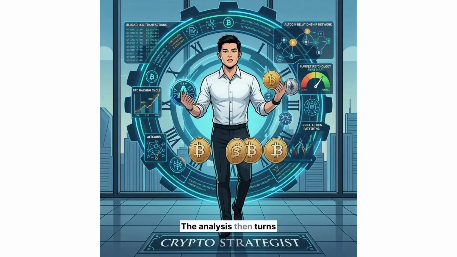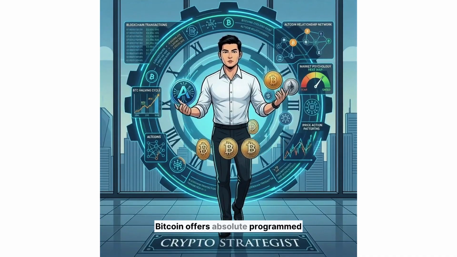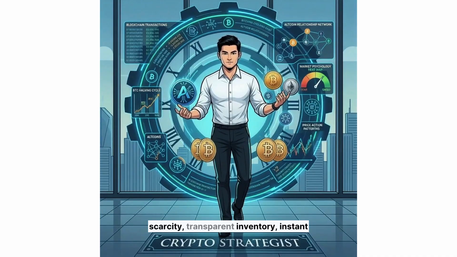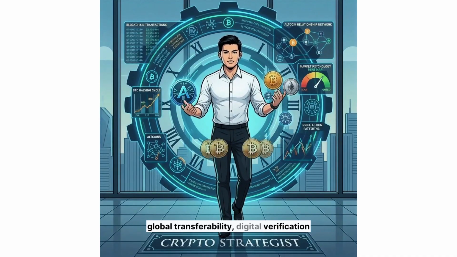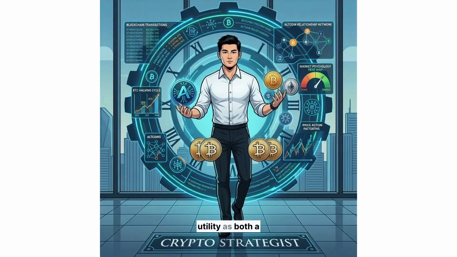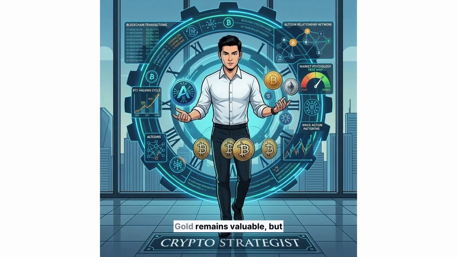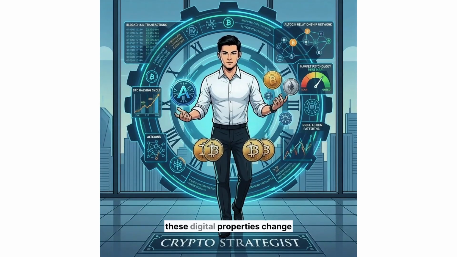The analysis then turns to the asset's properties. Bitcoin offers absolute program scarcity, transparent inventory, instant global transferability, digital verification through mathematics, and modern utility as both a store of value and a programmable settlement network. Gold remains valuable, but these digital properties change the competitive landscape.